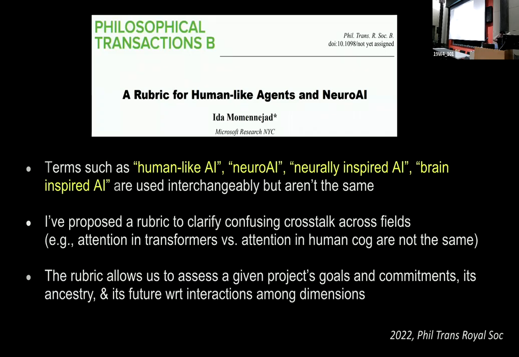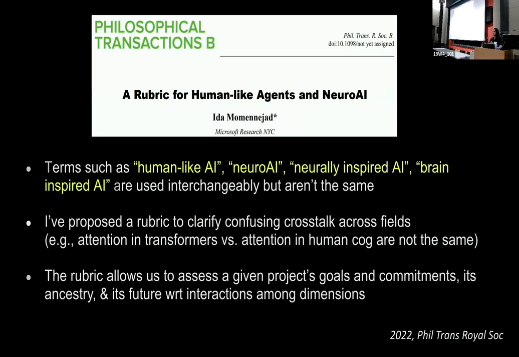In an issue in Philosophical Transactions of the Royal Society that was actually organized by Paul Linton, who's sitting here, my contribution was a paper called A Rubric for Human-like Agents and Neuro AI. I argue there that terms like human-like agents, human-like neuro AI, neurally inspired AI, and brain-inspired AI are used interchangeably, or maybe cognitive science-inspired AI for the last talk, but they're not the same thing. They're not doing the same thing. I propose a rubric to clarify confusing crosstalk across them.